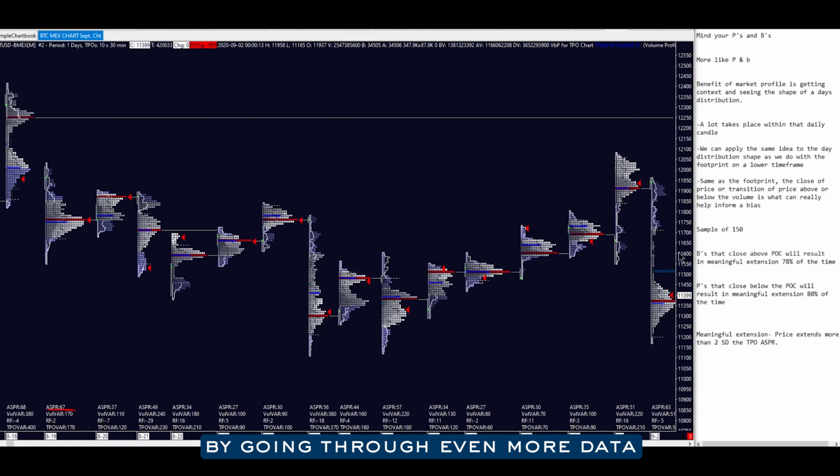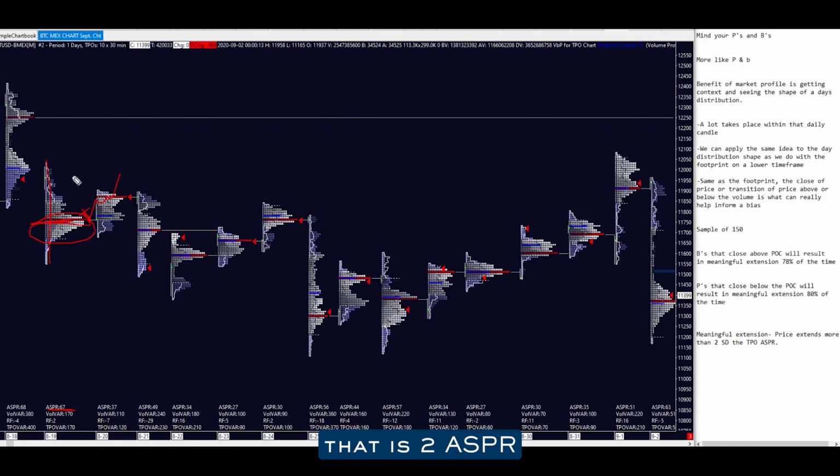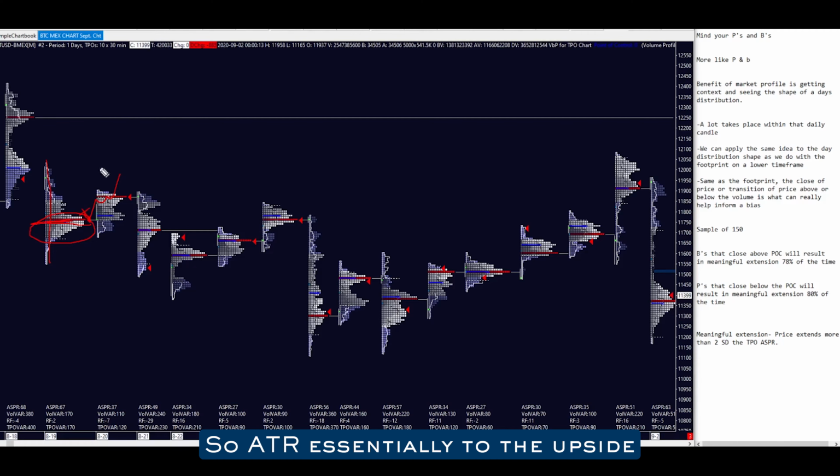You could substantiate this by going through even more data, but the point of this is to help you start to explore. So 78% of the time, when we close above the point of control, so here's your point of control in this B-shaped profile, this acts as a base and we have an extension that is 2 ASPR, so ATR essentially, to the upside.